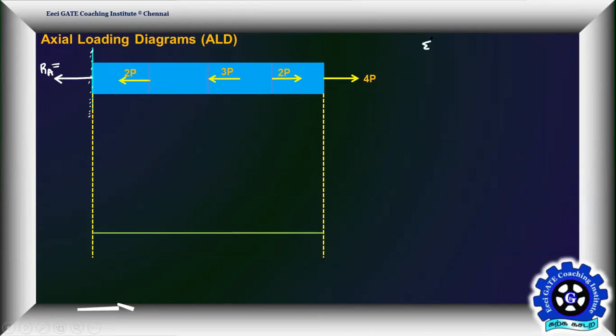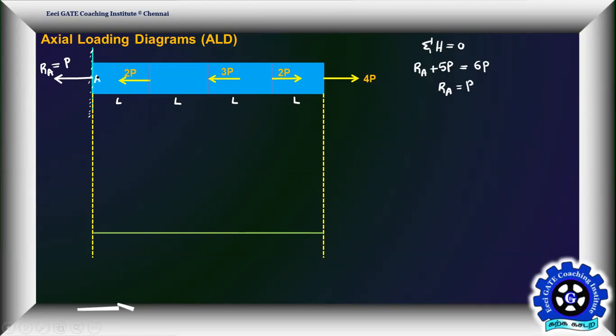Sigma H equals 0 means sum of the left forces equals sum of the right forces. Left forces: RA plus 5P equals 4P plus 6P. Finally, RA is equal to P. Any doubt? RA equal to P, right? From here to here it is L. Here to here it is L. Here to here it is also L.